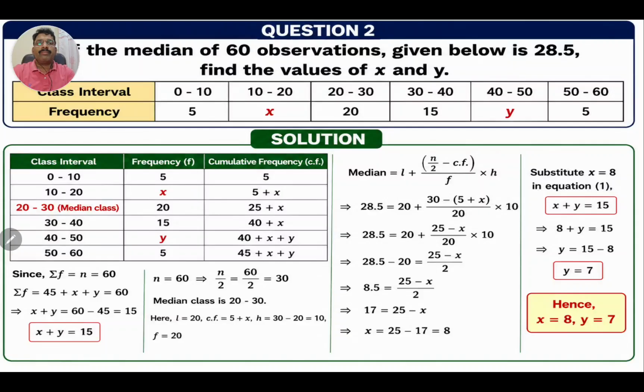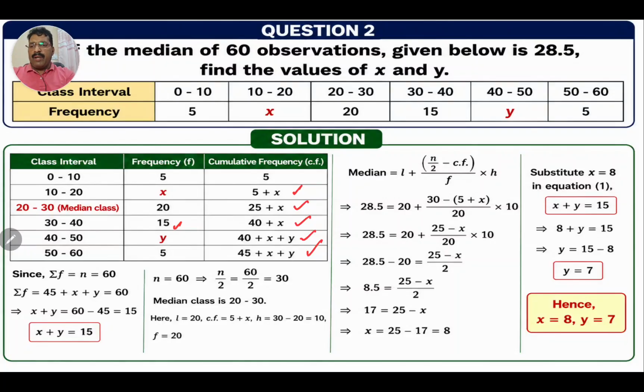We will see one more question, question number 2 from the same exercise. The median of 60 observations given below is 28.5. Find the values of x and y. In this question, two unknown frequencies x and y are given. We have to find these values. Class intervals as they are, frequencies, and cumulative frequency: 5 plus x, then 5 plus x plus 20 is 25 plus x, 25 plus x plus 15 is 40 plus x, 40 plus x plus y is 45 plus x plus y. Like that we have to add the cumulative frequencies.